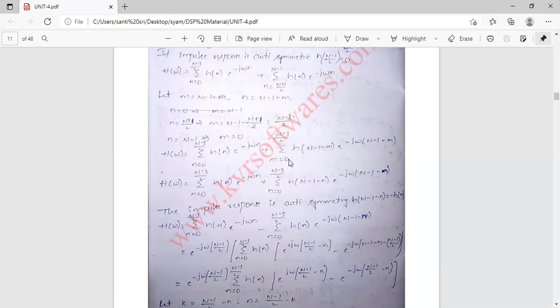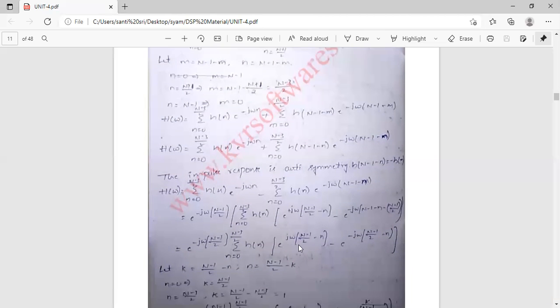Okay, so if the impulse response is antisymmetric, then h of N minus 1 minus n will become minus h of n. So it will become H of omega equals sigma n equal 0 to (N-3)/2 of h of n into e power minus j omega n minus sigma n equal 0 to (N-3)/2 of h of n into e power minus j omega (N minus 1 minus n). Okay, so this will become like this.